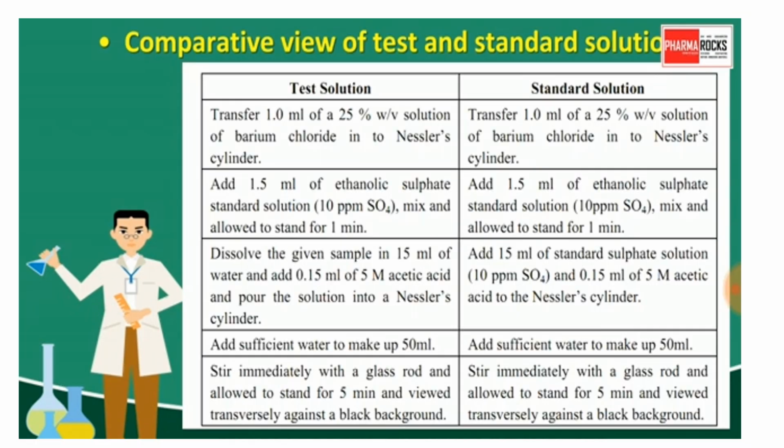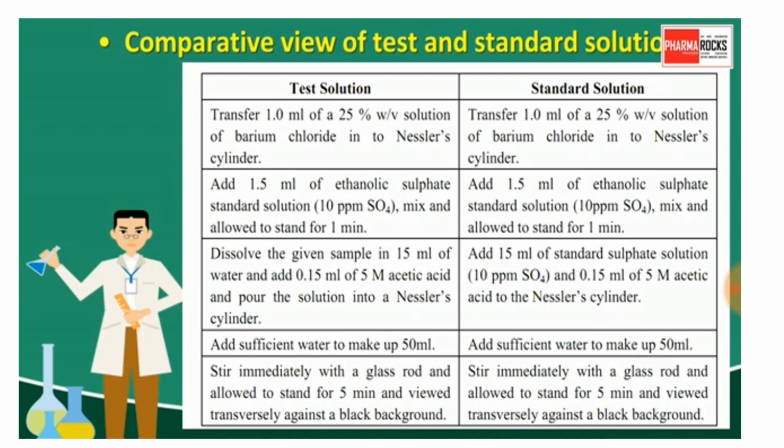Then when you come to the comparative view of the test and the standard, you have to take 2 conical flasks or Nessler cylinders. One is labeled as test, the other one is labeled as standard. In the test you have to transfer 1 ml of 25% weight by volume solution of barium chloride to the Nessler cylinder and add 1.5 ml of ethanolic sulfate standard solution having 10 ppm sulfate. Mix and allow to stand for 1 minute. Dissolve the given sample in 15 ml of water, add 0.15 ml of 5 molar acetic acid and pour the solution into the cylinder, and dilute with sufficient water so as to get 15 ml. Then finally stir immediately with a glass rod and allow to stand for 5 minutes.